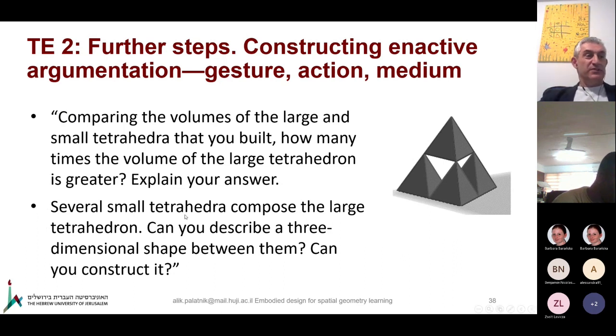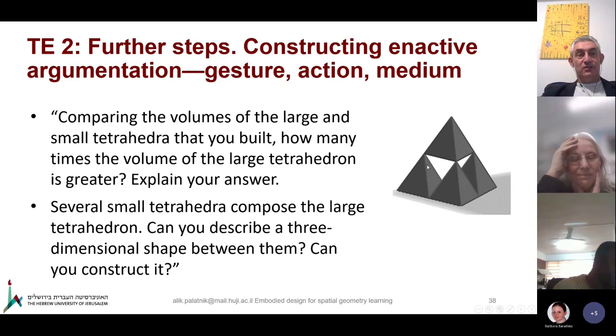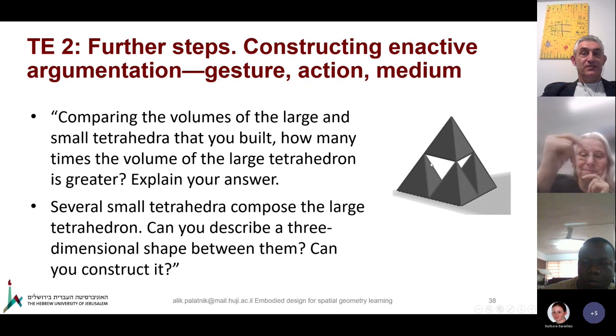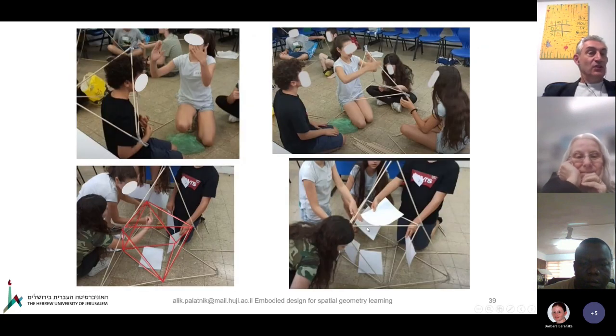And then another question: several small tetrahedra compose the large tetrahedron. Can you describe a 3-dimensional shape between them? So you can see this shape, this void between these 4 initial tetrahedrons. Can you construct it? So you can see that these are younger kids. They are in 8th grade, okay?